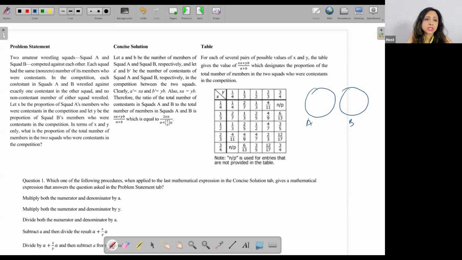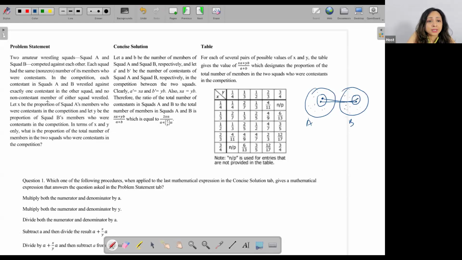Then it says in the competition, each contestant in squads A and B wrestle against exactly one contestant in the other squad, and no non-contestant member of either squad wrestle. So essentially, they're saying that there's a smaller group in each. Now this is a group of contestants, and here there are some people who are non-contestants. So basically, trainers, etc. And then they're saying that each one person from here wrestles with one person from here. So there was this 1:1 relationship going on. If you remember your domains and ranges, this is the diagram that it should look like, right? So essentially what we have is a 1:1 relation. One person from here wrestles with one person from here.